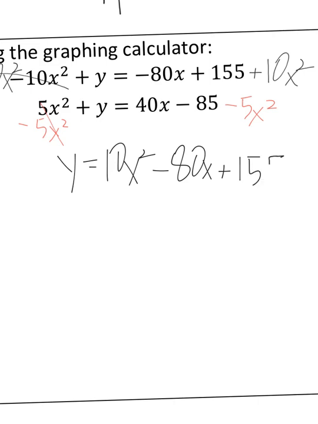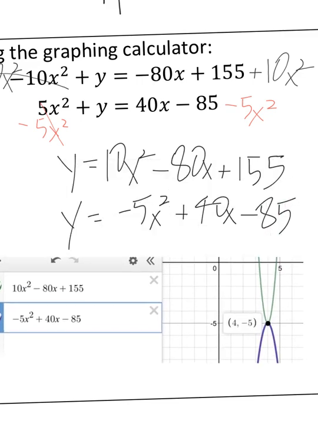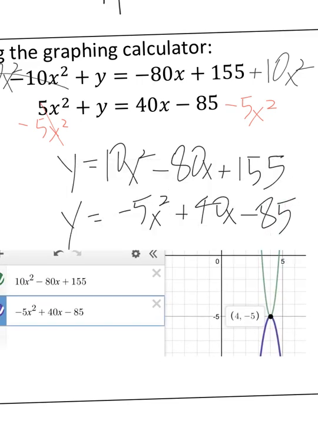Graph that without the y equals. And then graph y equals negative 5x squared plus 40x minus 85. Again, type it in without the y equals because it's already in y equals form in the graphing calculator. Although it says f of x, but that's interchangeable with y. So graph it, then do menu 6, 4, and you should see one intersection, and that's at 4, negative 5. So that's the answer to number 3.